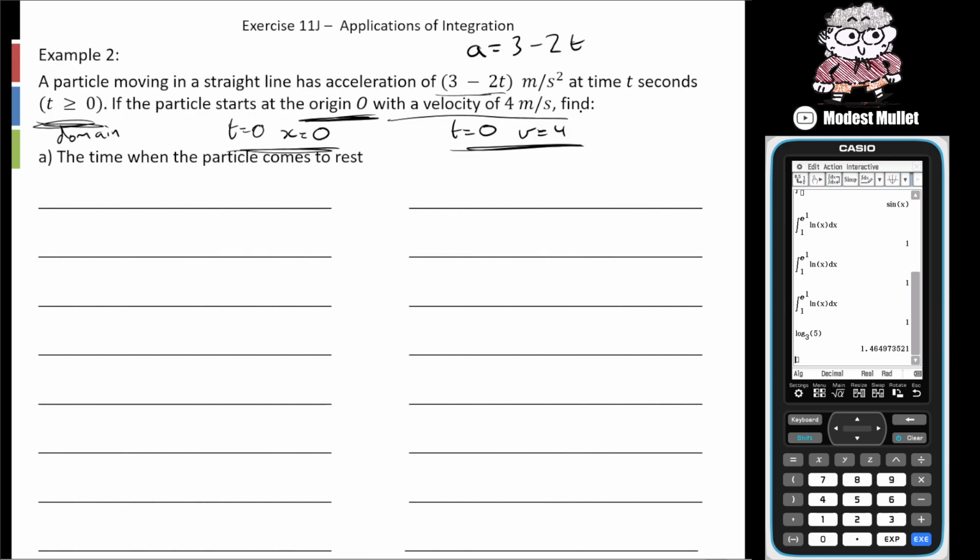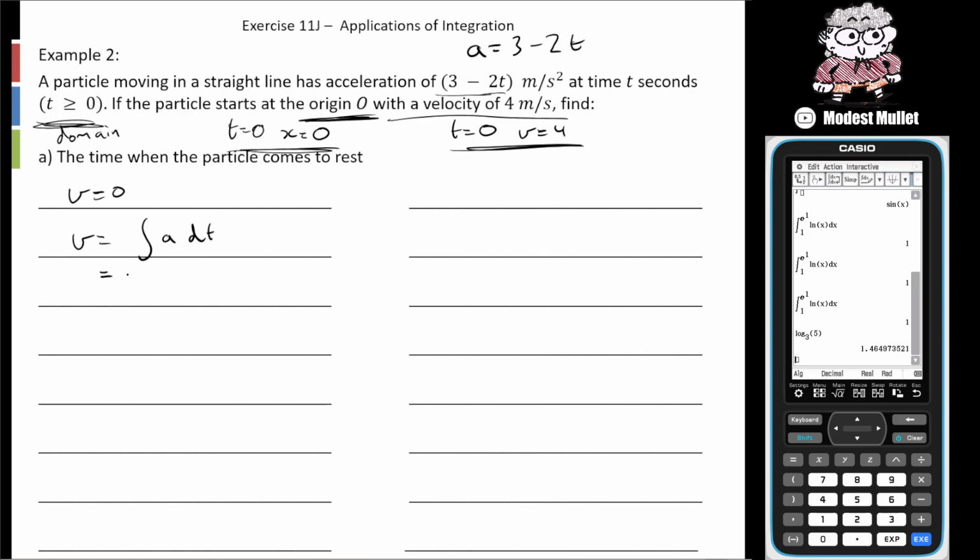So find the time when the particle comes to rest. So when the particle comes to rest, that must mean the velocity is equal to 0. This is in none of the information we're given, but we are given an acceleration equation, so I can anti-differentiate it to get a velocity equation, and then I can sub this idea in to find what time that would occur at.